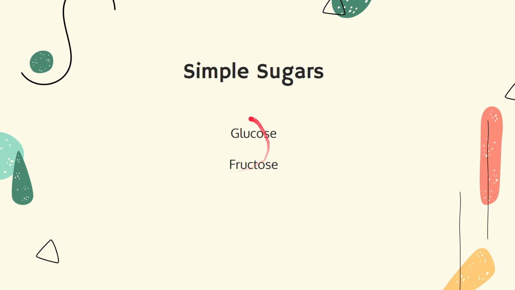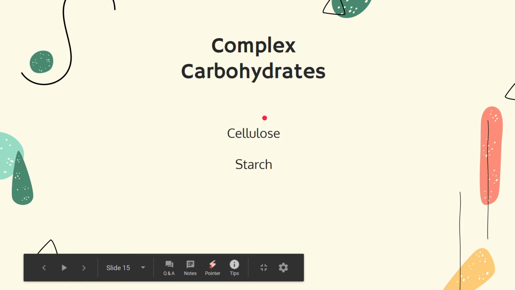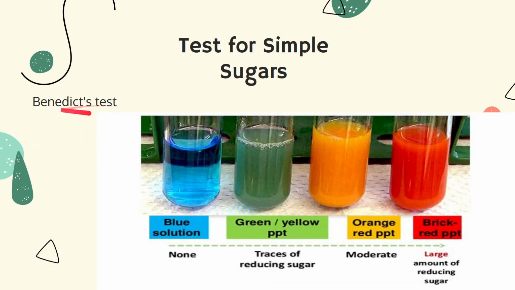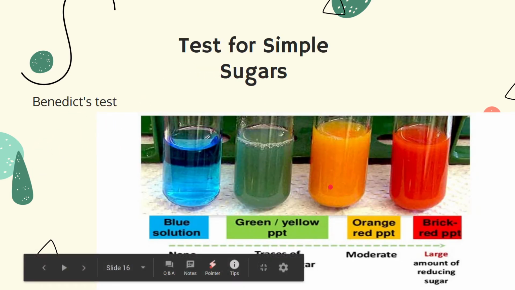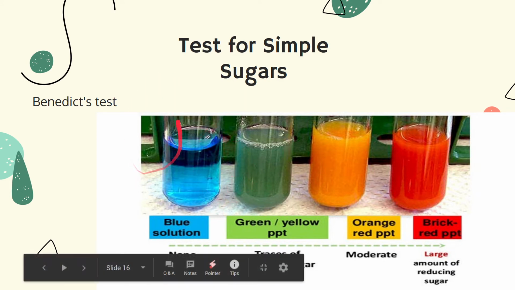Okay, so these are simple sugars: glucose, fructose. Glucose, starch: these are complex carbohydrates, which we're going to talk about the structure and function of in the slide after testing. Okay, so Benedict's test is the test for your simple sugars, and depending on the amount, the color change. It's a type of reaction within your simple sugar, so it's going to result in a color change.